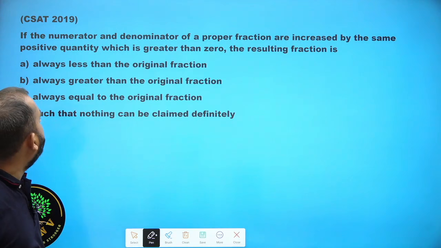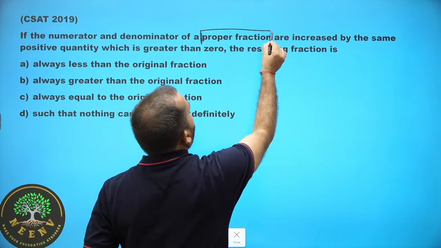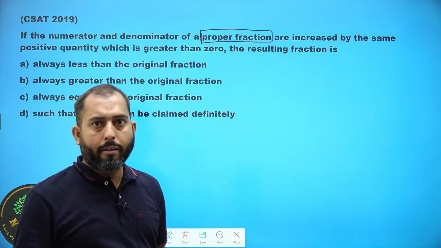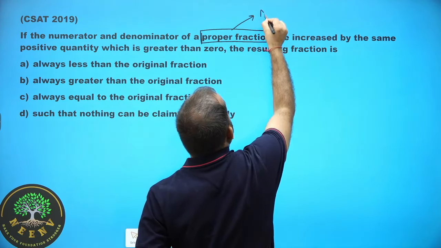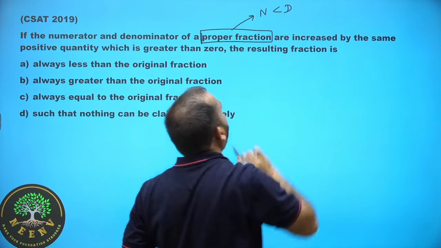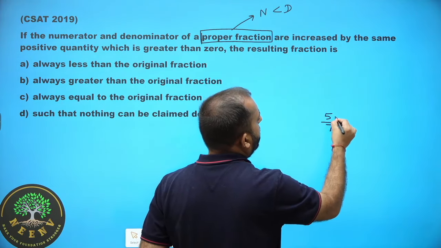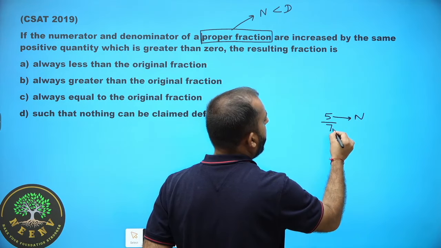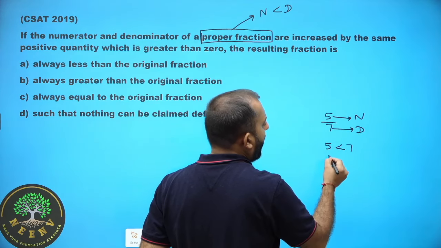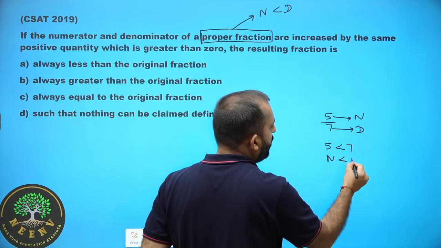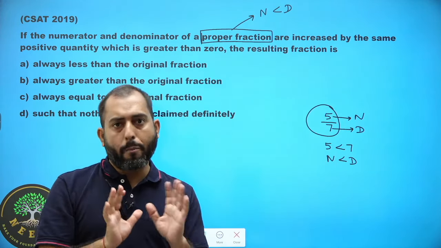Now, next is, if the numerator and denominator of a proper fraction. Now, what do we mean by proper fraction? A fraction in which numerator is less than denominator is called a proper fraction. For example, 5 upon 7. In this case, 5 is your numerator and 7 is your denominator. We know 5 is less than 7. So numerator is less than denominator. Hence, this 5 by 7 is a proper fraction.